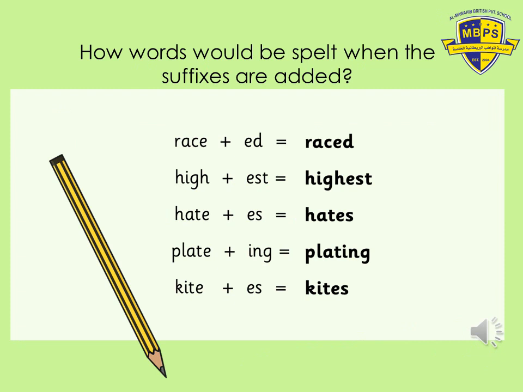Race is ending with the silent E, so we will remove the silent E, and after adding the suffix ed, it would be raced. High, after adding the suffix est would be highest. Hate, we will remove the silent E, and after adding the suffix es, it would be hates. Plate, after adding the suffix ing, it would be plating. Kite, after removing the silent E and adding the suffix es, it would be kites.